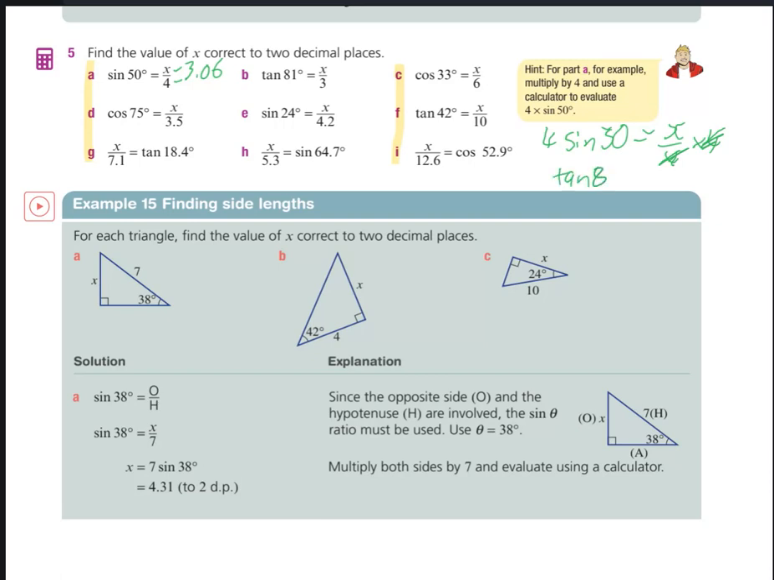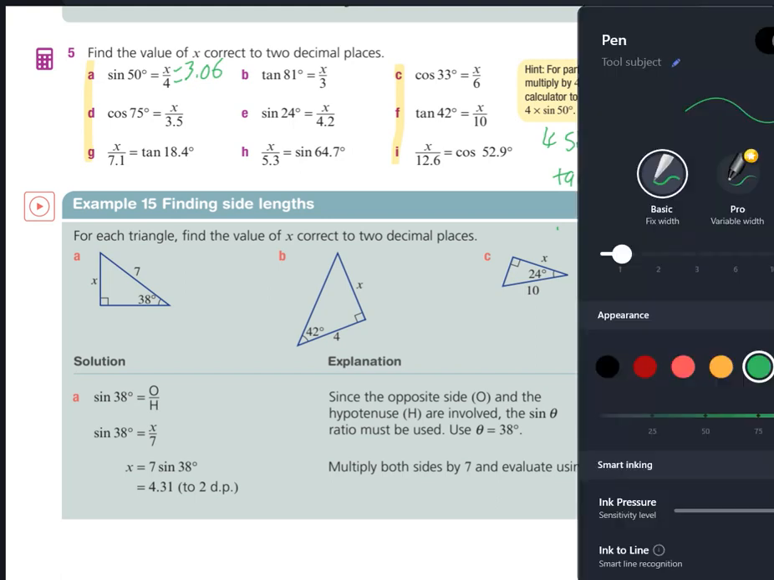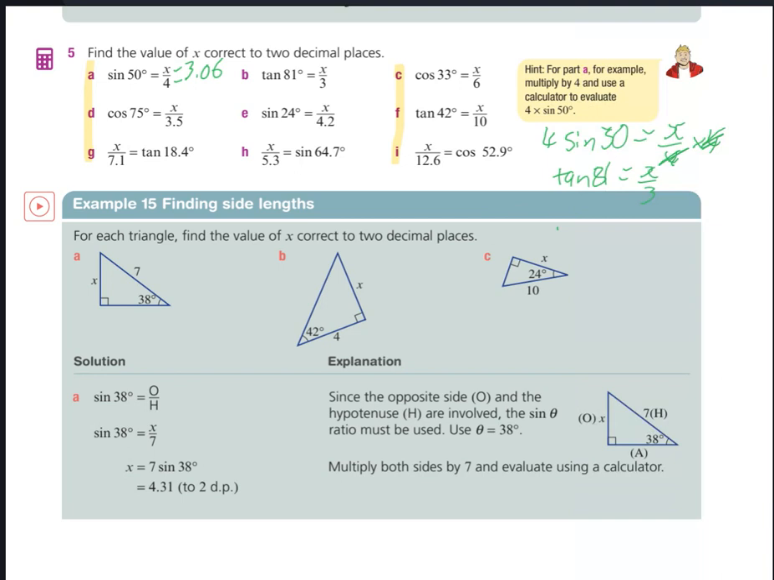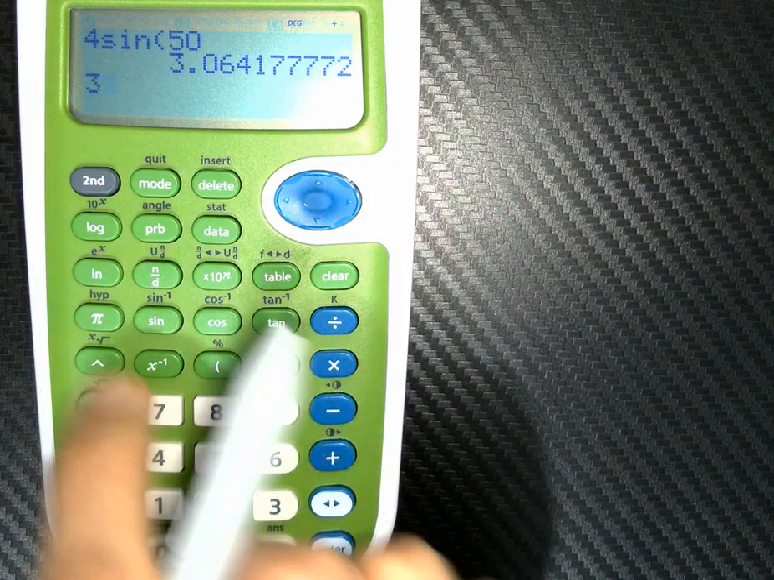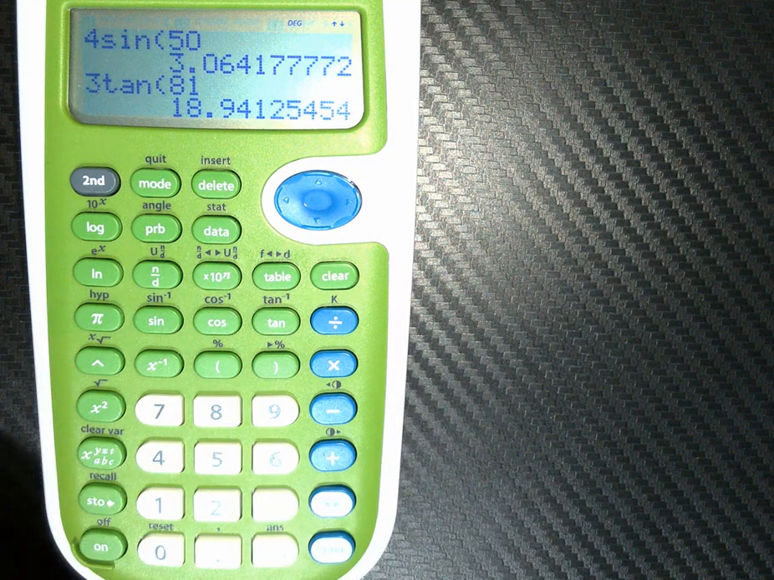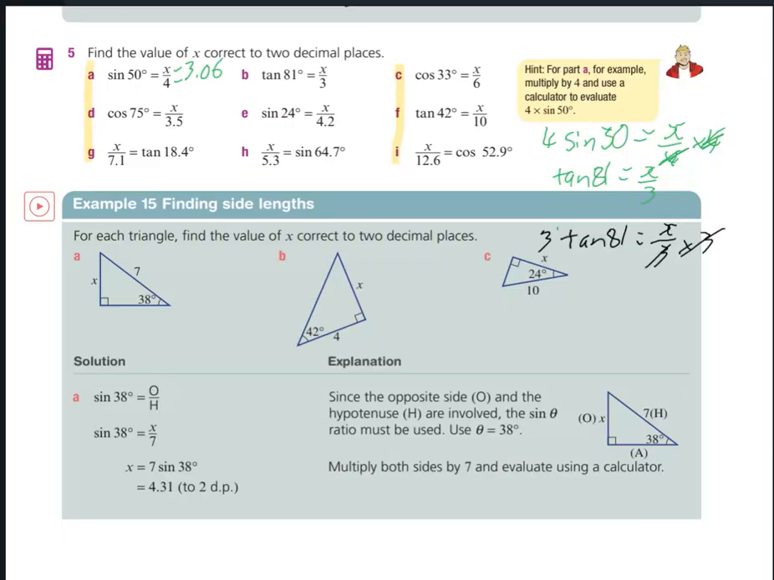For the second one, B, tan 81 equals x over 3. Have to multiply both sides by 3. I'm going to change the color here, if it lets me. Okay, so I'm going to have 3 tan 81 equals x over 3 times 3. They cancel each other out. 3 tan 81 is what I type in. 3 tan 81, 18.94 is my answer.